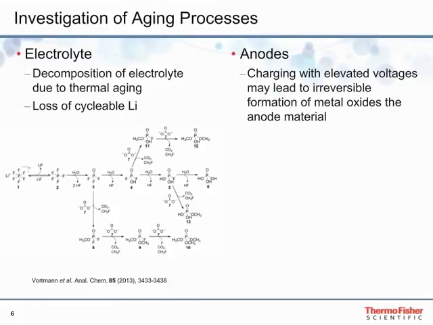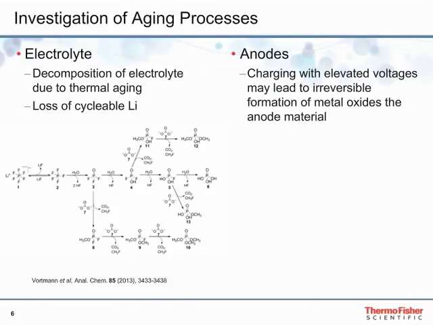The most highly used electrolytes are organic carbonates like dimethyl carbonate, methyl ethyl carbonate, and so on. Through thermal stress on the battery cell, the electrolyte can undergo a variety of reactions as shown in this image, which leads to the loss of cyclable lithium and hence to a reduction of the battery capacity.